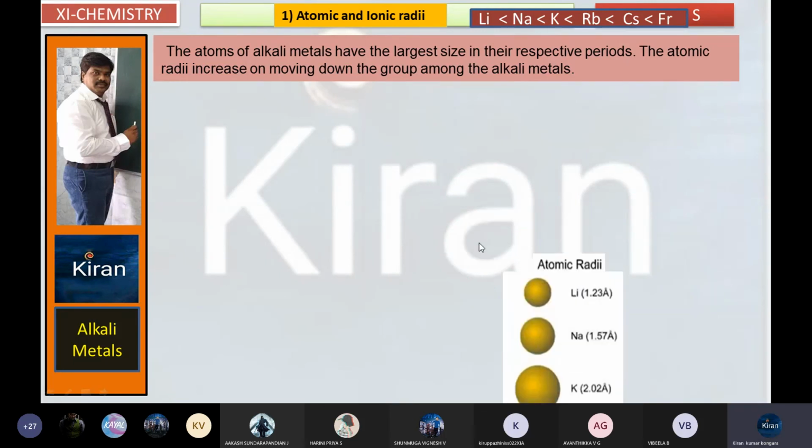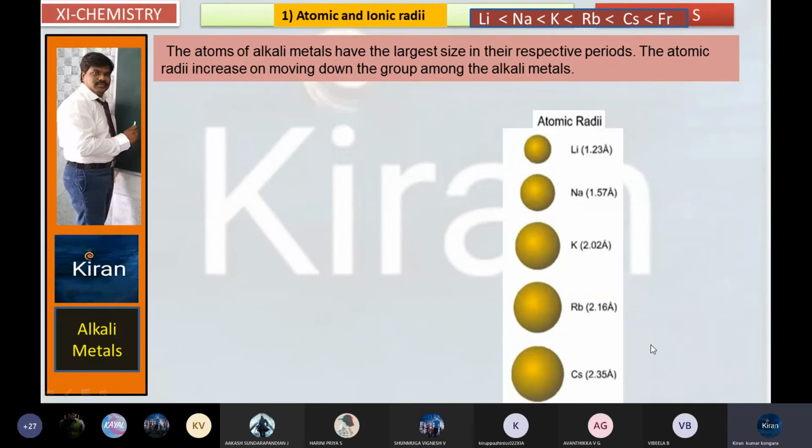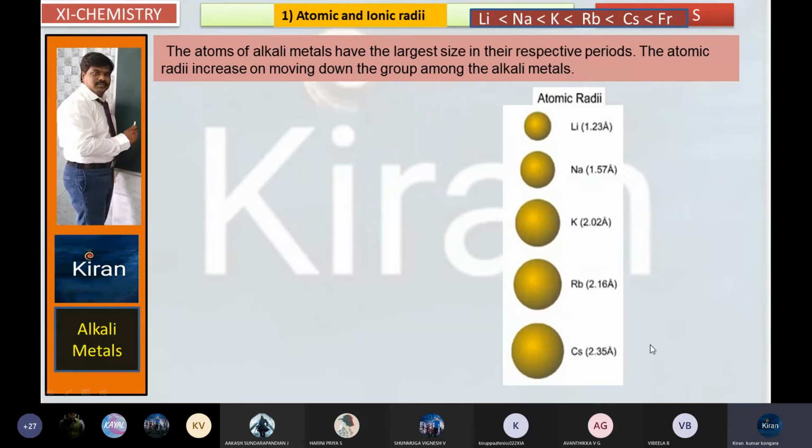When you observe the atomic radius, it looks exactly like this. The atomic radius gradually increases from top to bottom: lithium, sodium, potassium, rubidium, and cesium. The experimental values are also given here. The atomic radius of lithium is 1.23 angstroms, and for cesium it is 2.35 angstroms.